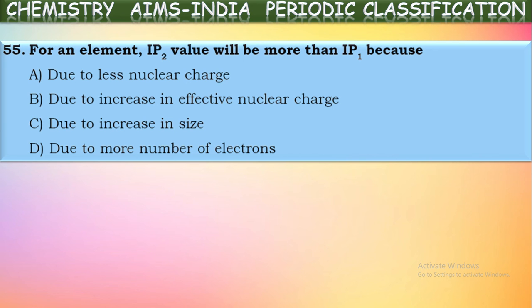Next, for an element, IP2 will be more than IP1. For all the elements, generally the second IP will be greater than the first IP, and the third IP will be greater than the second IP. This is due to the increase in effective nuclear charge. As the number of electrons lost by the elements increases, effective nuclear charge increases. Because of that, IP values gradually increase, as given here.